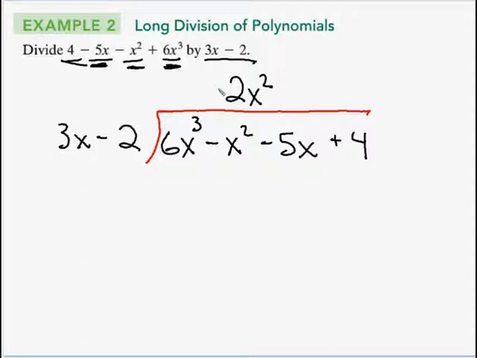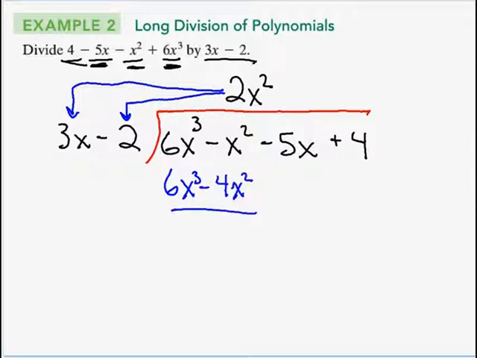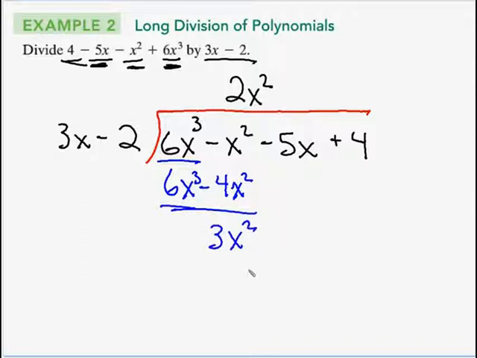And we multiply. 2x squared times 3x is 6x cubed. And then 2x squared times minus 2x is minus 4x squared. And then at this point, remember, we always subtract. And again, this is a great, great place to make a sign error. 6x cubed minus 6x cubed is nothing. Minus x squared minus a negative 4x squared, sort of add the opposite. Imagine this is a plus. And then that would take us to 3x squared minus, and then we bring down the next term, minus 5x.